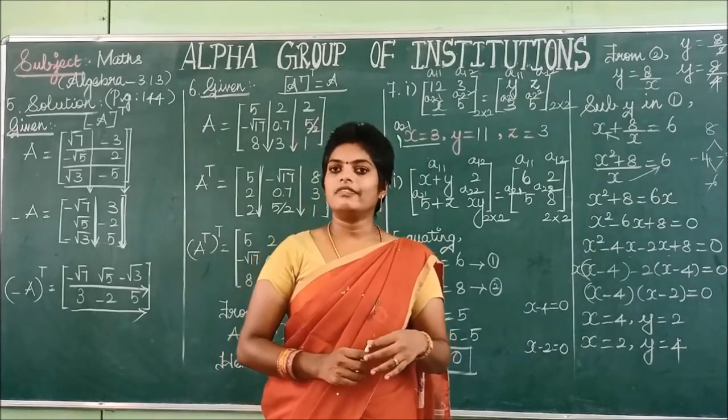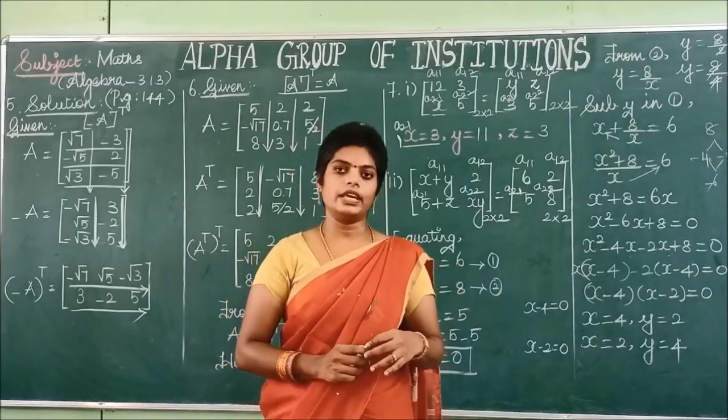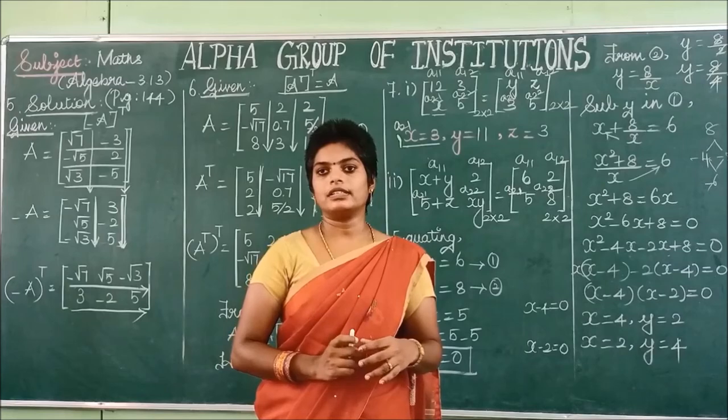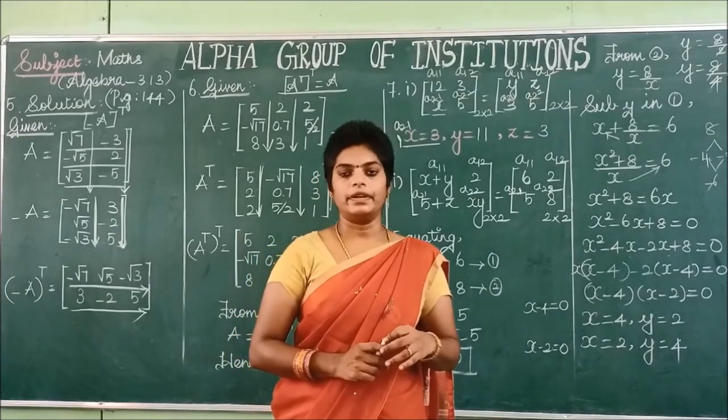After that we saw the equal matrix. Consider two matrices of the same order, then they are called equal matrices. The negative of a matrix is found by taking the additive inverse of each and every element of the given matrix.